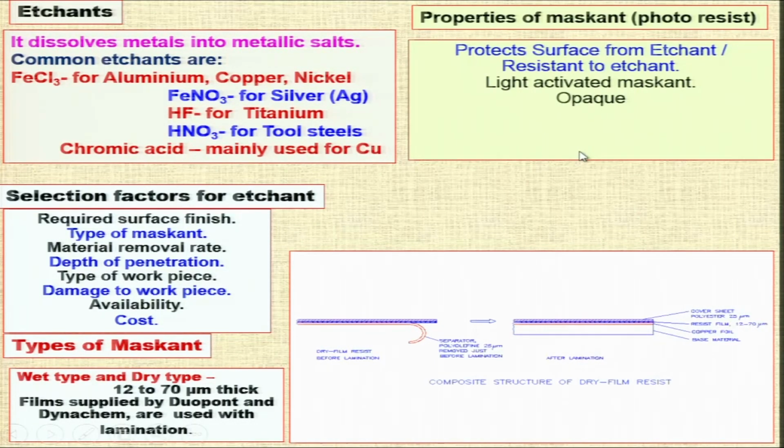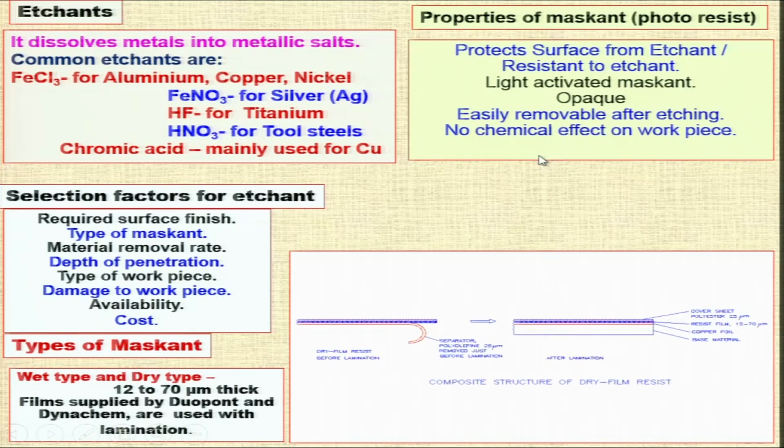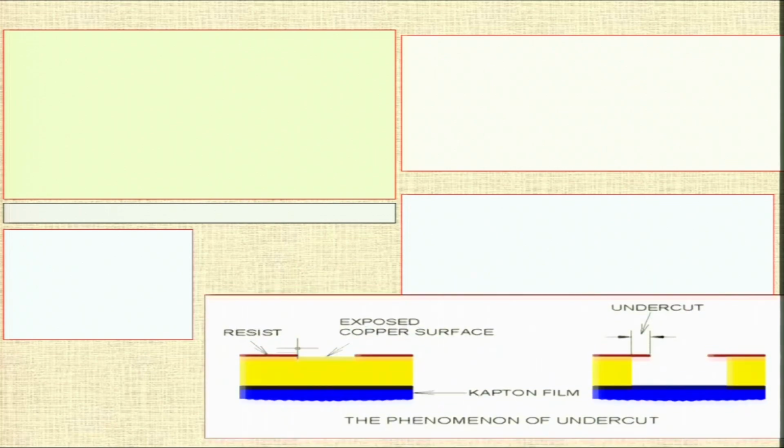Light activated maskant, and it is opaque. So it is easily removable after etching. This maskant can be easily removed after etching. It has no chemical effect on the workpiece, and is stable at the high temperature of the bath. We have already seen in the properties of the maskant and the etchant that the maskant should be stable at high temperature, and the etchant also should be stable at high temperature, because we are going to heat it to improve the material removal rate.